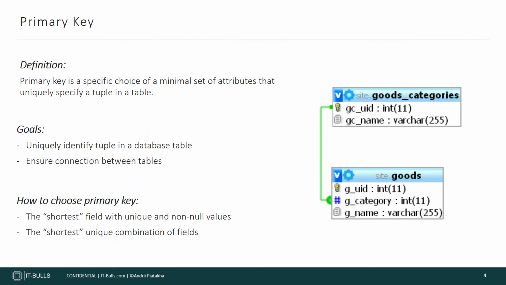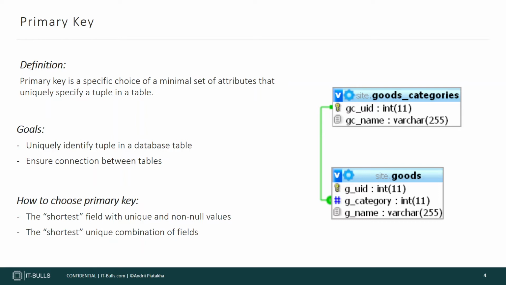Another important term in relational databases is a primary key. I decided to dedicate a separate slide to review the definition. So, primary key is a specific choice of minimal set of attributes, and you already know that attributes mean columns, that uniquely identify a tuple. And you already know that tuple is a synonym to row in a table. In more simple words, primary key is an attribute or unique set of attributes that can identify a specific row in a table among others.